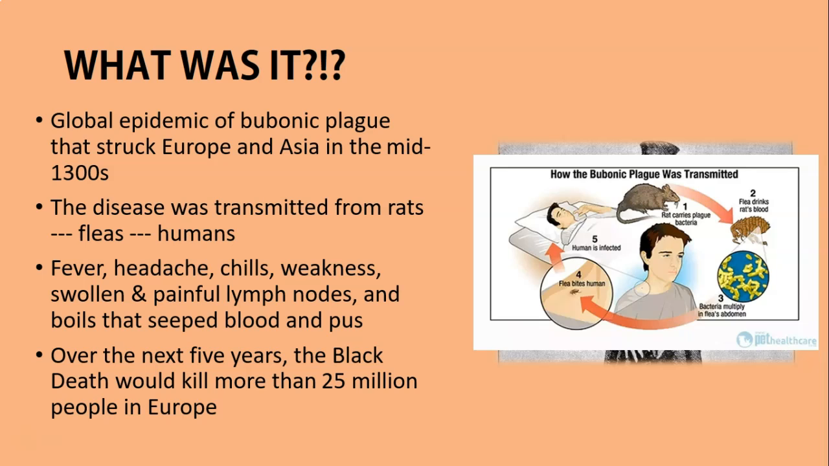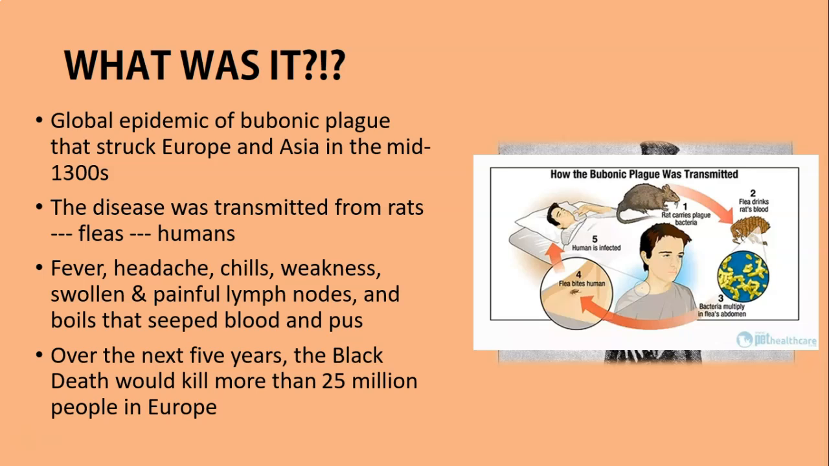And basically, you guys, the short end of the stick is that over the next 5 years, the Black Death is going to kill more than 25 million people in Europe alone. I want you to think about that for a second. At this time period, the total European population was about 75 million. Okay. So that means that more than 1/3 of Europe's population died between 1347 and 1351.